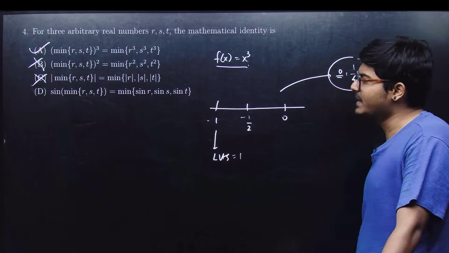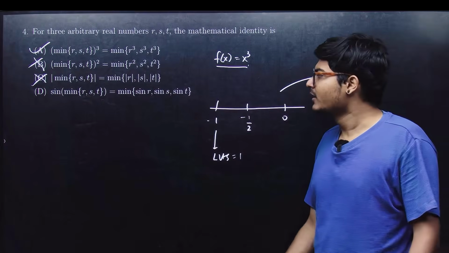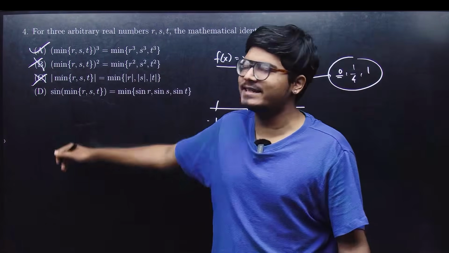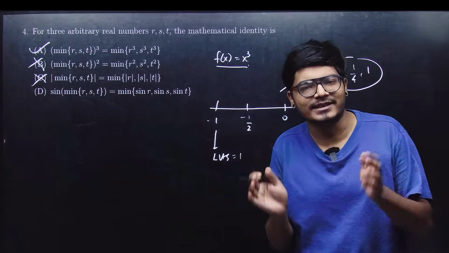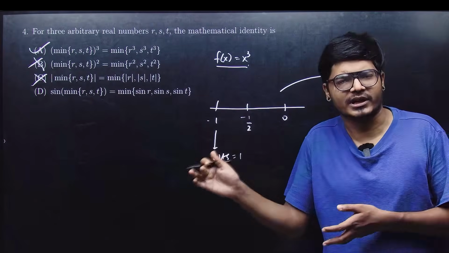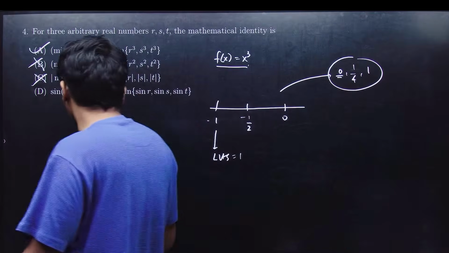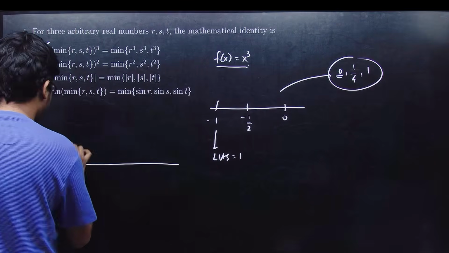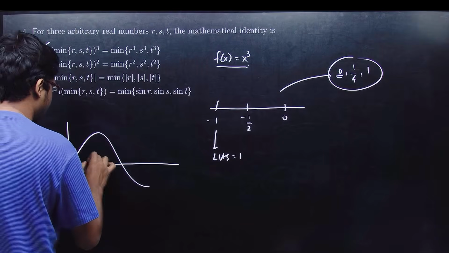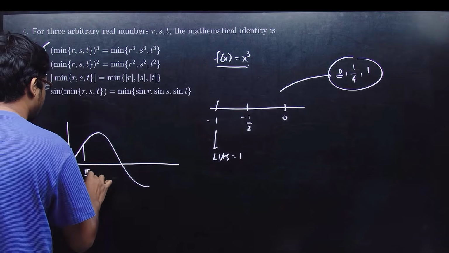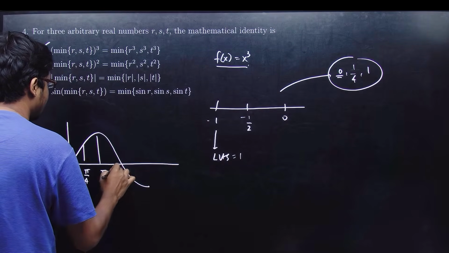Option D, sine of the minimum. This is also going to be incorrect. Why? Because sine is increasing only till a certain point, right? It's increasing in a certain interval. It could be 0 to pi by 2 or whatever. But overall sine is not an increasing function, right? So if I simply consider the points, you take any points, I'll go with pi by 4, pi by 2 and pi, okay?